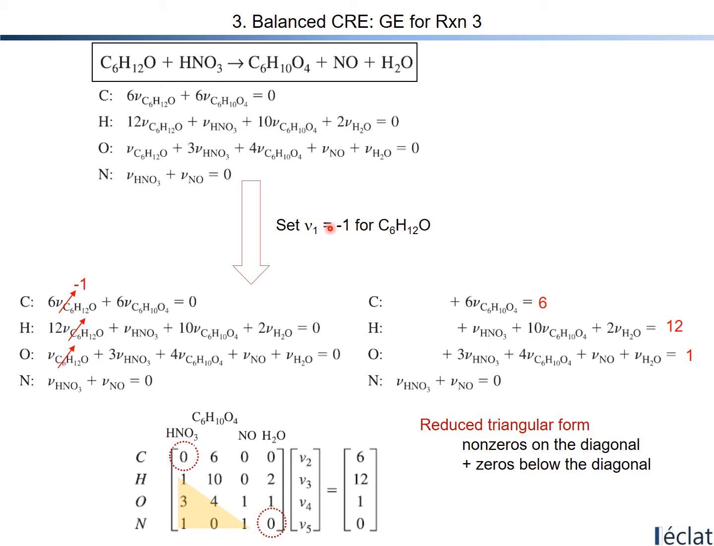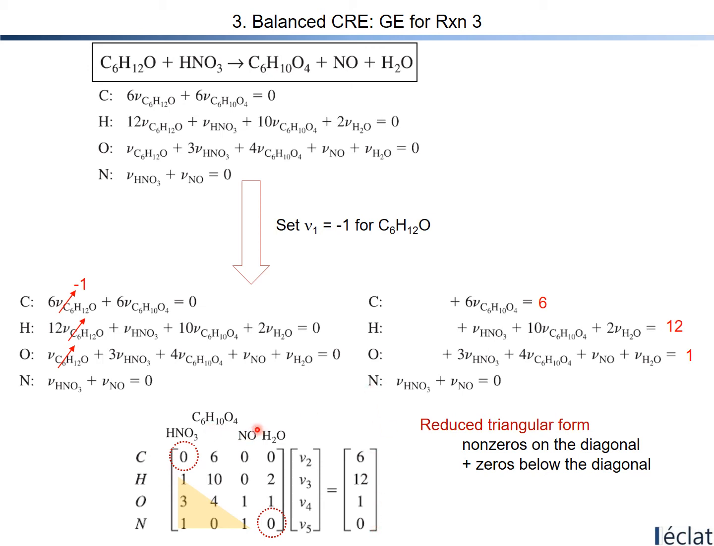Then it's time to make some matrix representation of these equations from here to there. Right now we have four unknowns. We have fixed the stoichiometric coefficient of the first entity, so nu2, nu3, nu4, nu5 are four unknowns. So in these unknown vectors you have nu2, nu3, nu4, nu5. Also, in the constant vector you have 6, 12, 1, 0.